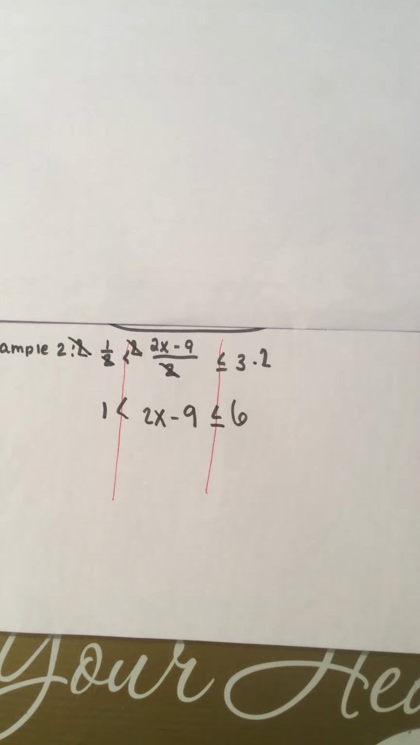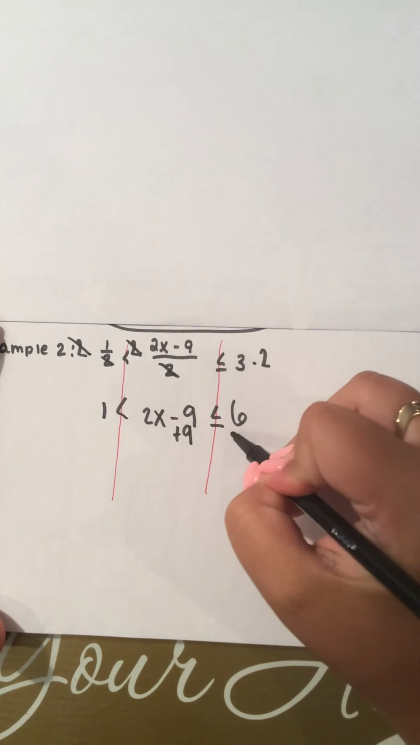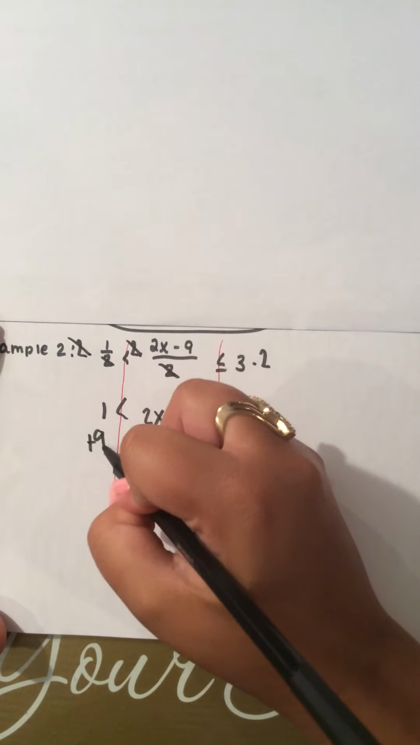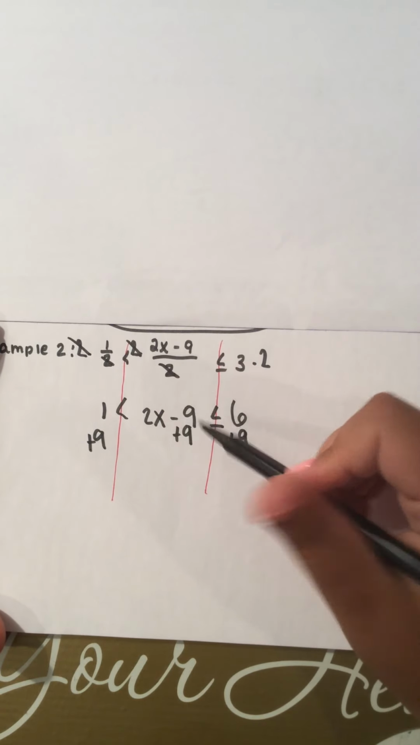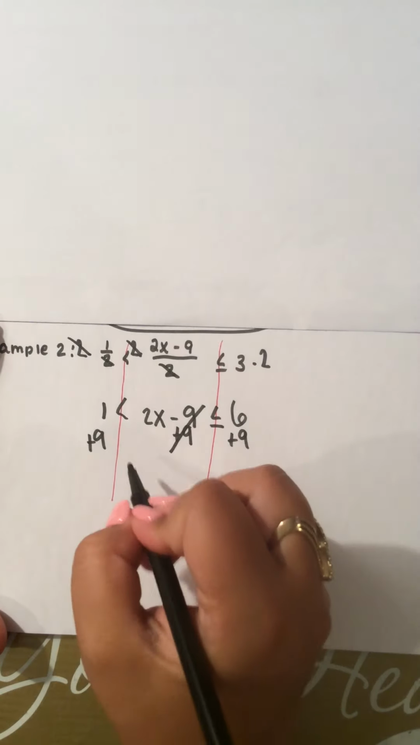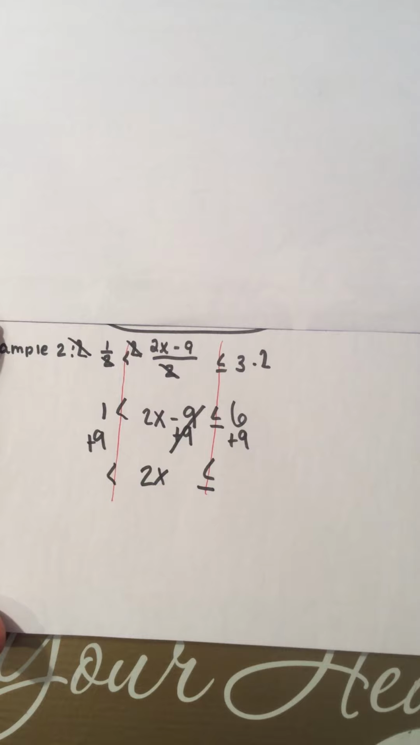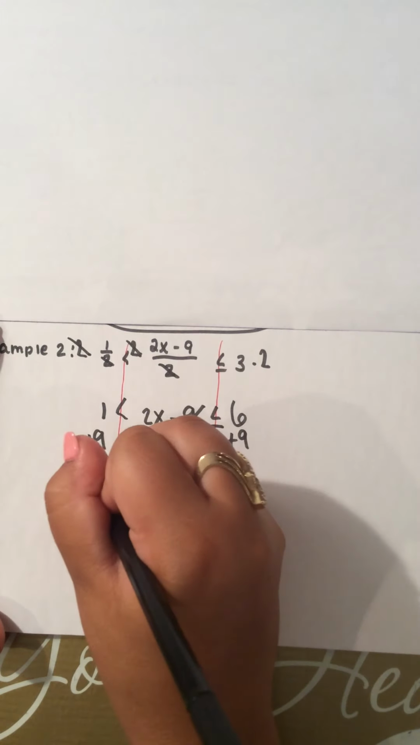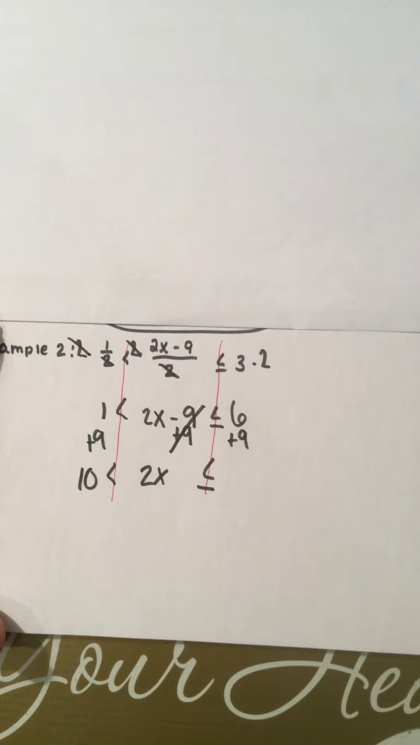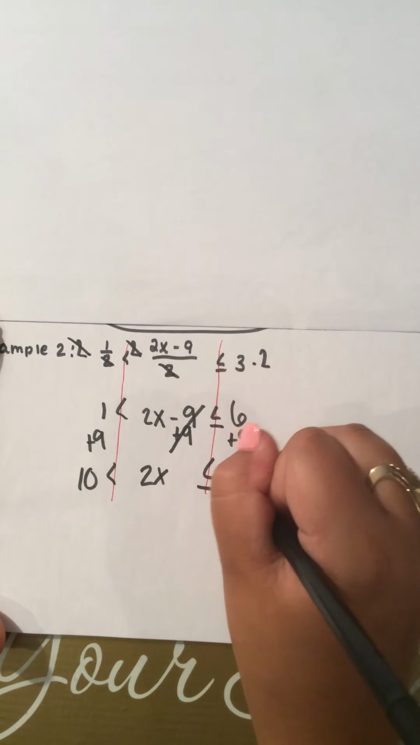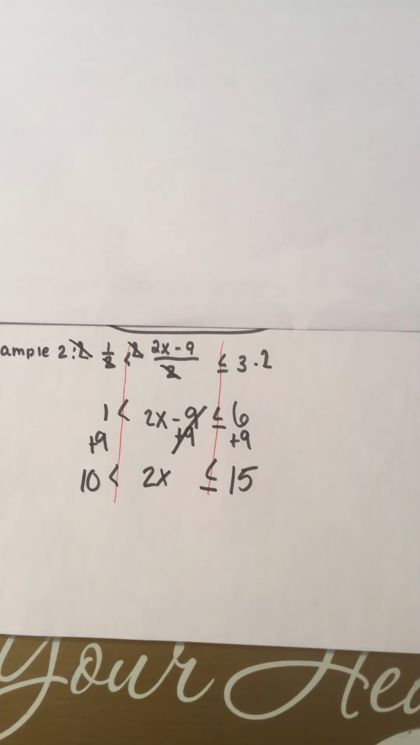Now if I look in that middle, I have 2x minus 9. I want to get rid of that 9. And the opposite operation of subtraction is addition. So I'm going to add 9 to all of the sides. Here, negative 9 plus 9, bye-bye. So I'm left with 2x. And I'm going to rewrite those signs. 9 plus 1 is 10. Not bad. 6 plus 9 is 15. Okay, don't stress. You can get a fraction for an answer. I know that's starting to come up.